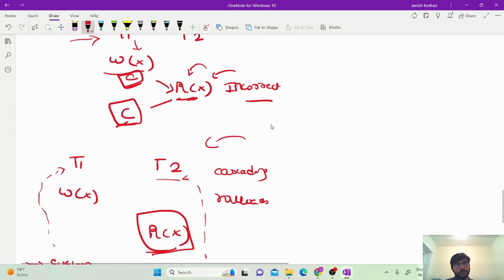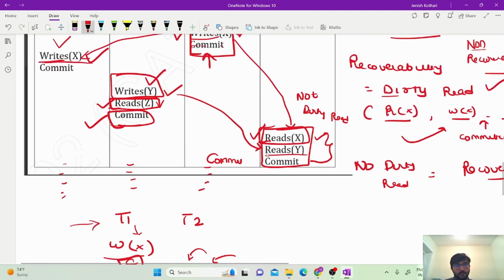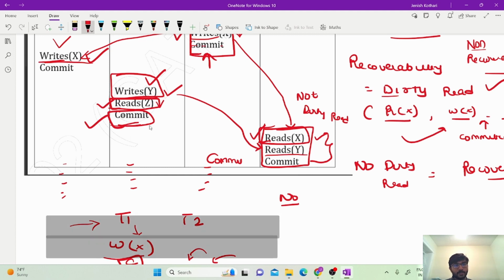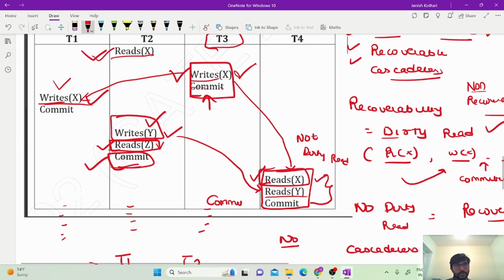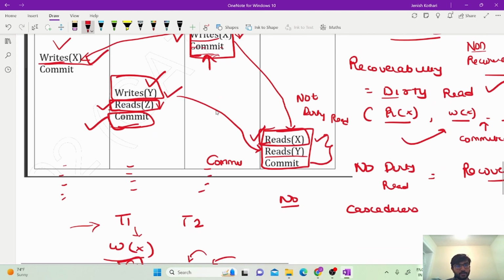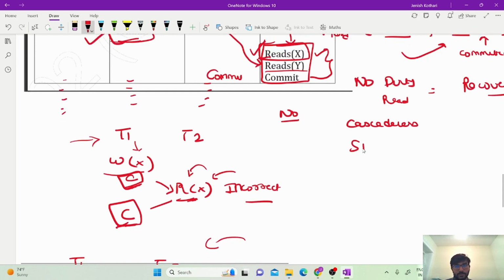Now, in the above schedule which was given in the question, we can see that there are no dirty reads, right? No dirty reads, and all of the transactions are committing, and only then someone else is reading. So that means this schedule is cascadeless. Probably this schedule is also a strict schedule because all of the operations are happening only after the commit of one transaction.